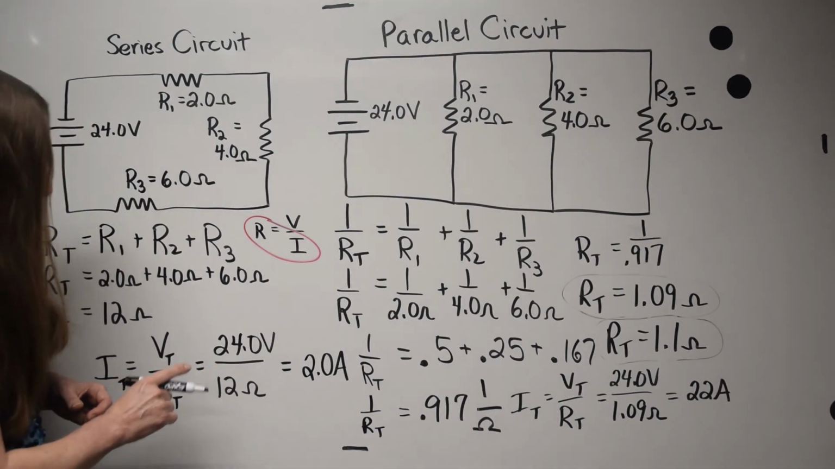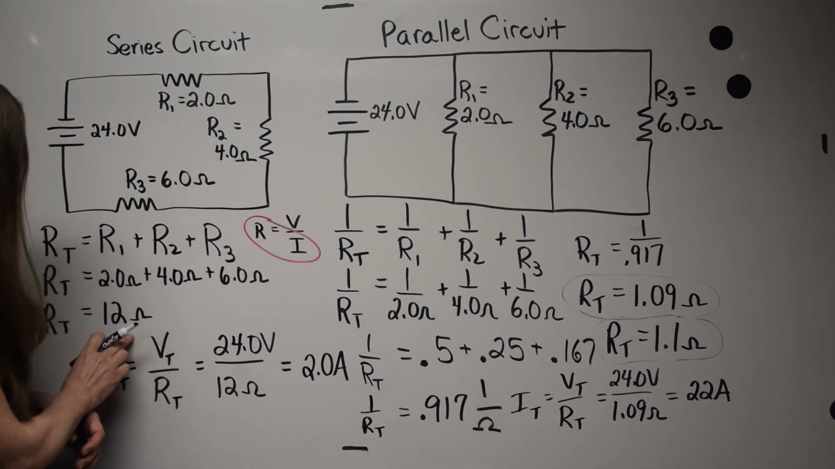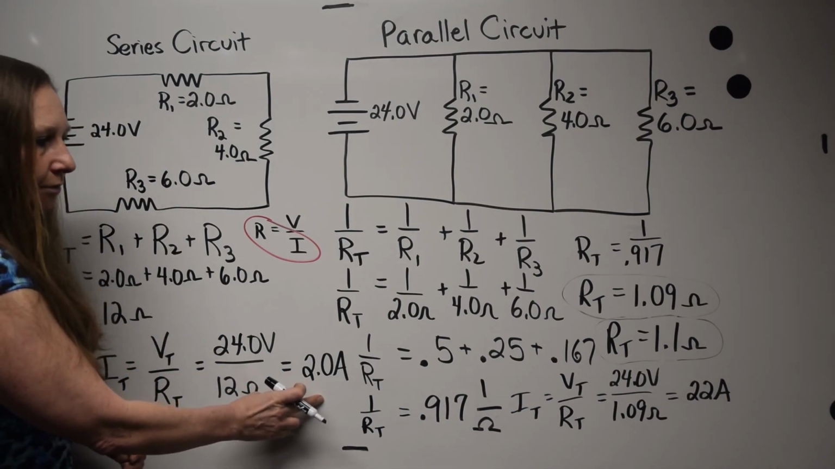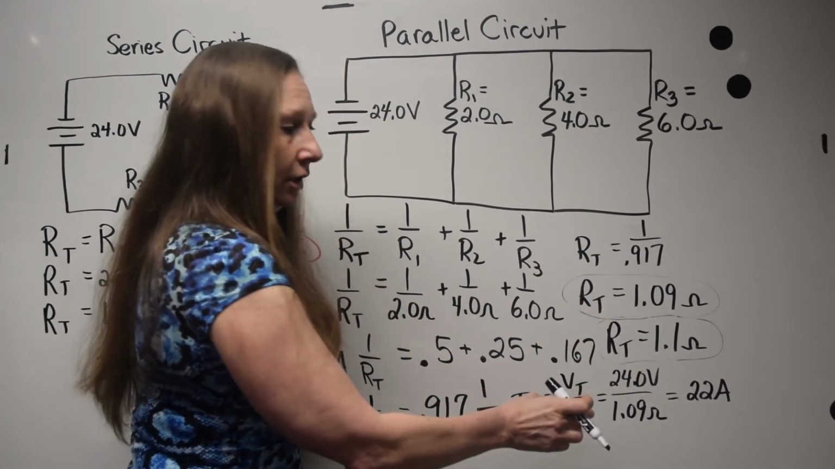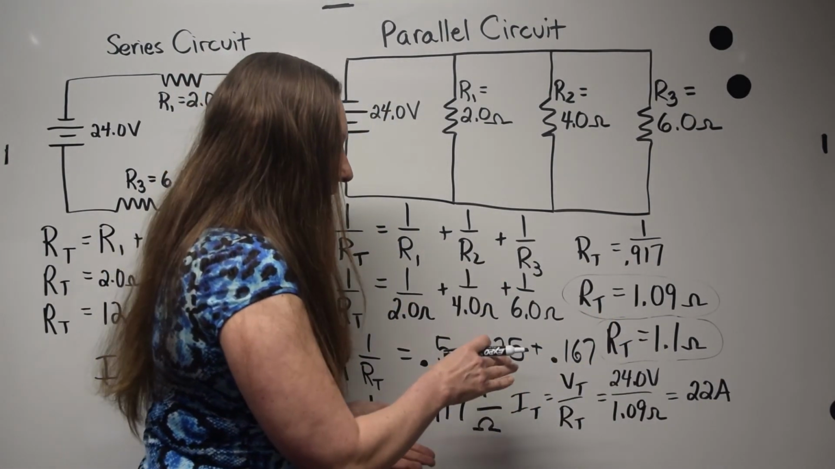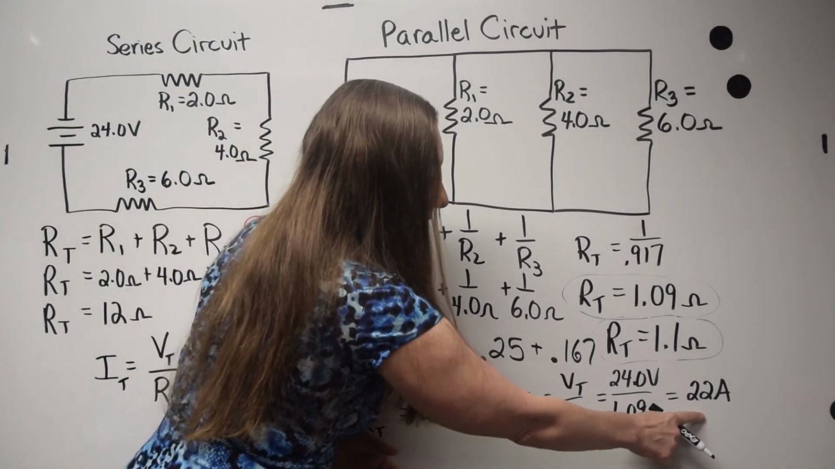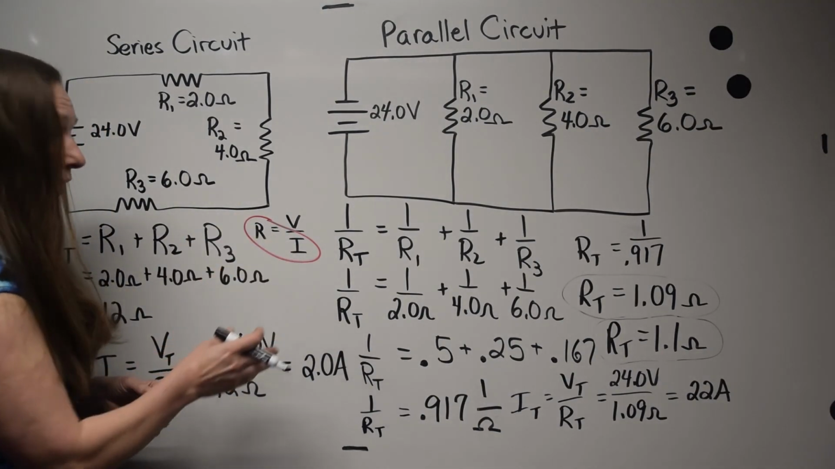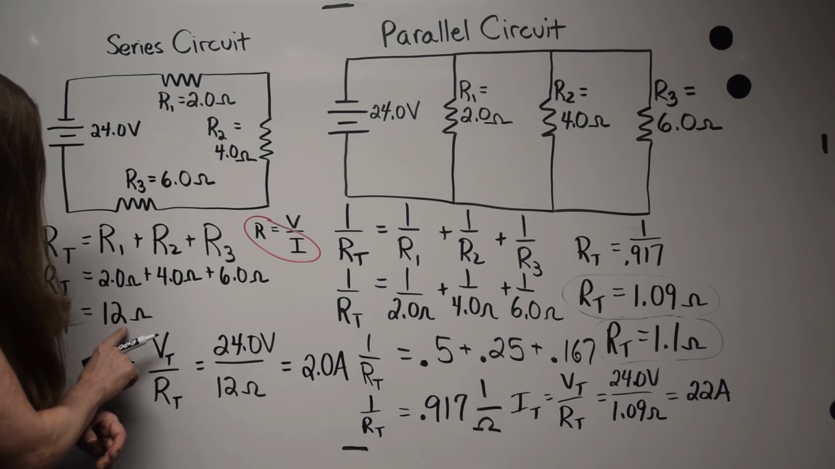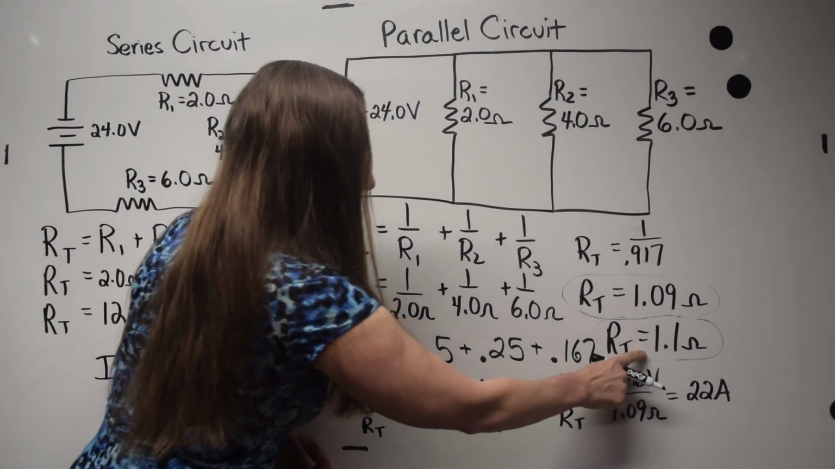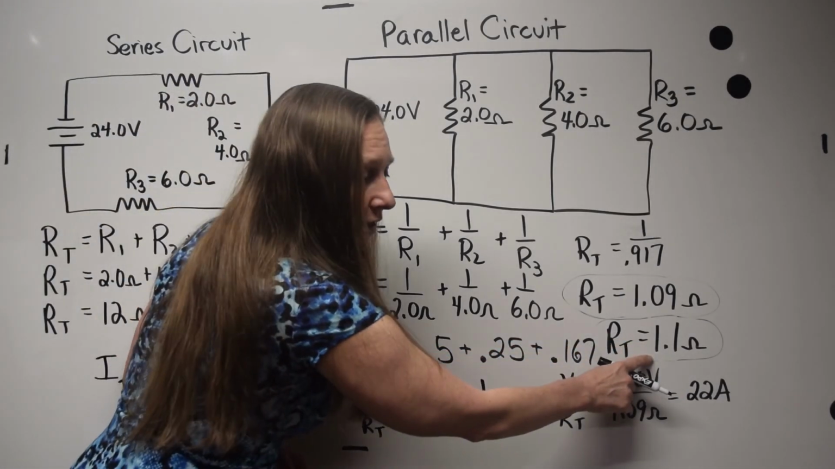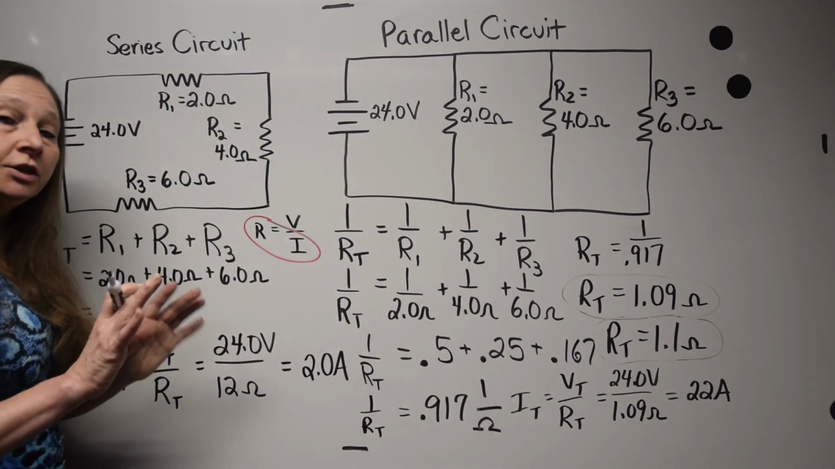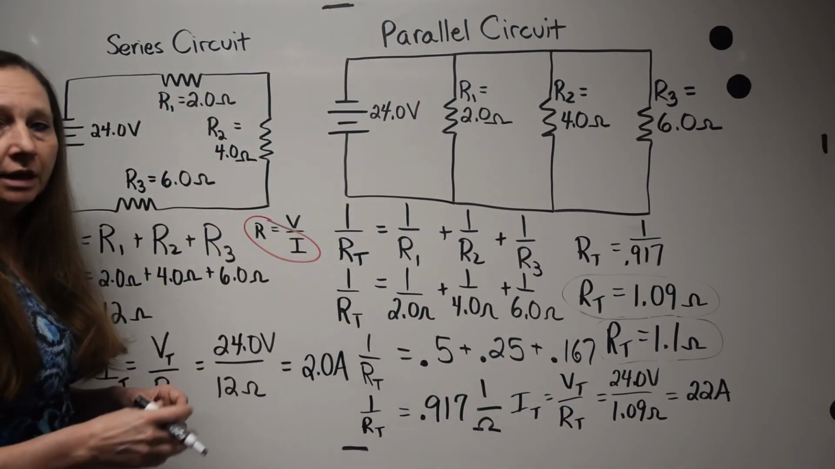Now, notice also that for the series circuit, the total resistance is 12 ohms. The current is 2 amps. When you look at the parallel circuit, where the total resistance is lower, the total current is obviously going to be higher, 22 amps, because there is an inverse relationship between resistance and current. Again, when the total resistance decreases, the total current increases. So that's another little thing that you want to realize about this little demonstration here.